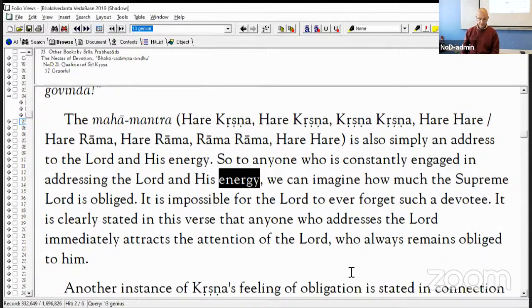And interestingly enough, Jambavan is another example of a person to whom Krishna was grateful. How did Krishna show his gratitude to Jambavan? He married his daughter. He became Jambavan's son-in-law.